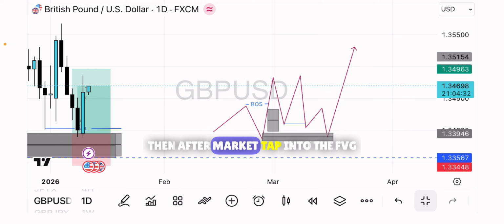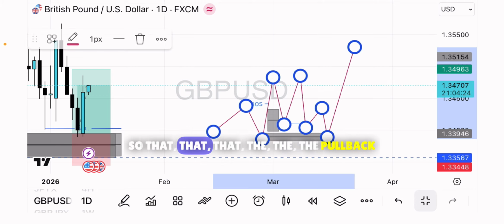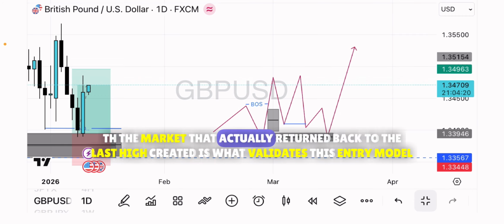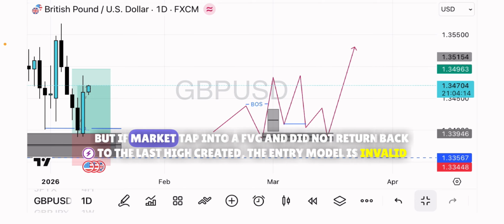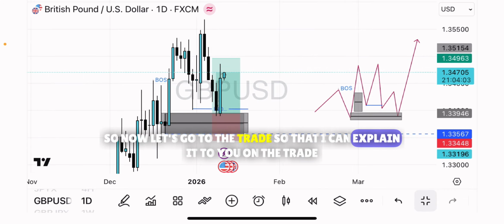Then after the market taps into the FVG, it now returns back to the last high created before the pullback. That pullback, where the market actually returned back to the last high created, is what validates this entry model. But if the market taps into our FVG and does not return back to the last high created, the entry model is invalid.